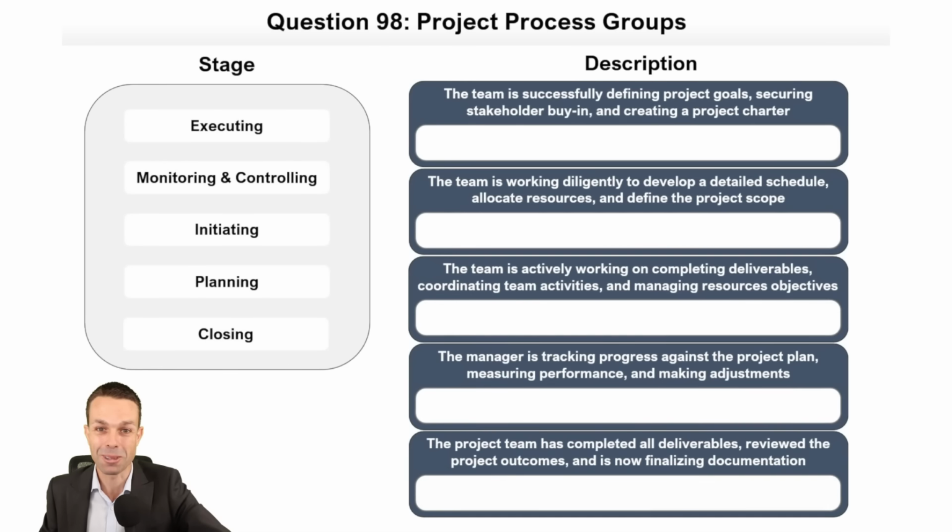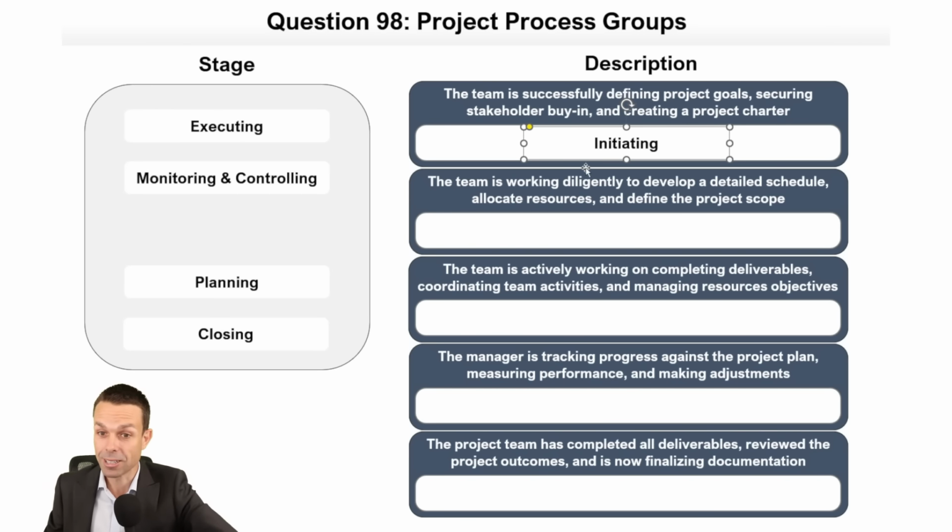All right, how did you guys go with that one? Last 3. So project process groups. Initiating: the team is successfully defining project goals, securing stakeholder buy-in, and what's the key word there? Creating that project charter. They're initiating a project. The team is working diligently to develop a detailed schedule, allocate resources, and define the project scope. I don't like the allocate resources, but defining the project scope is planning.